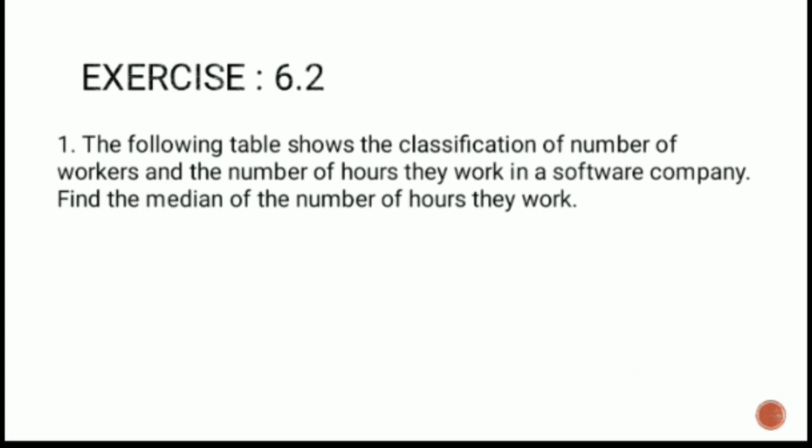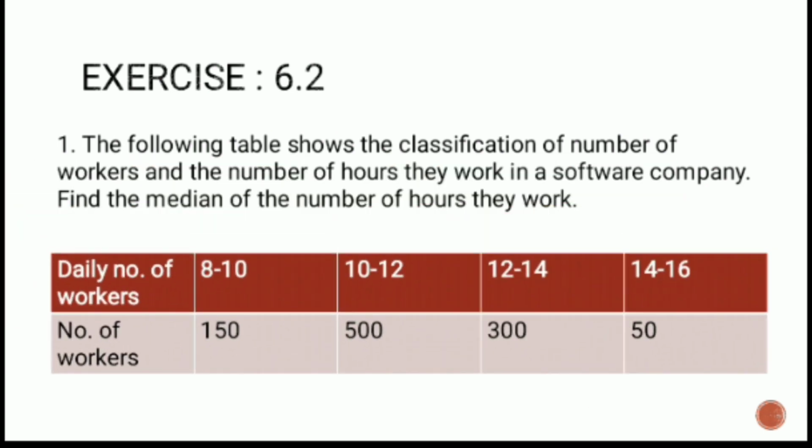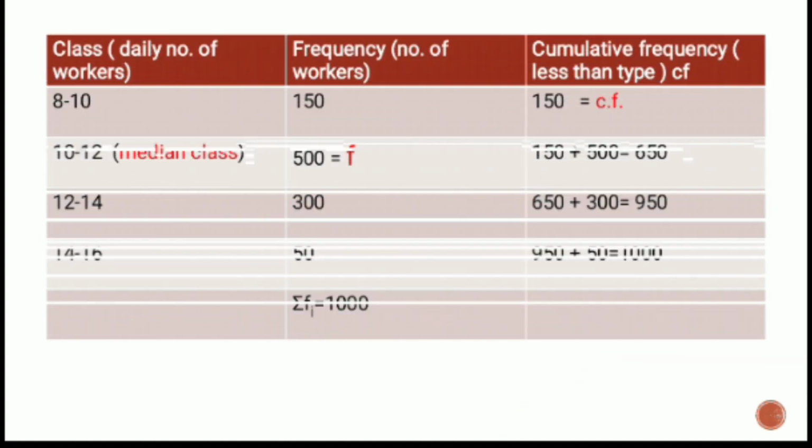We are starting with exercise 6.2. The first sum: the following table shows the classification of the number of workers and the number of hours they work in a software company. Find the median of the number of hours they work. They have given us the data: the daily number of workers working for 8 to 10 hours is 150, 10 to 12 hours is 500, 12 to 14 is 300 and 14 to 16 hours is 50 workers. Okay, so let's see the answer.